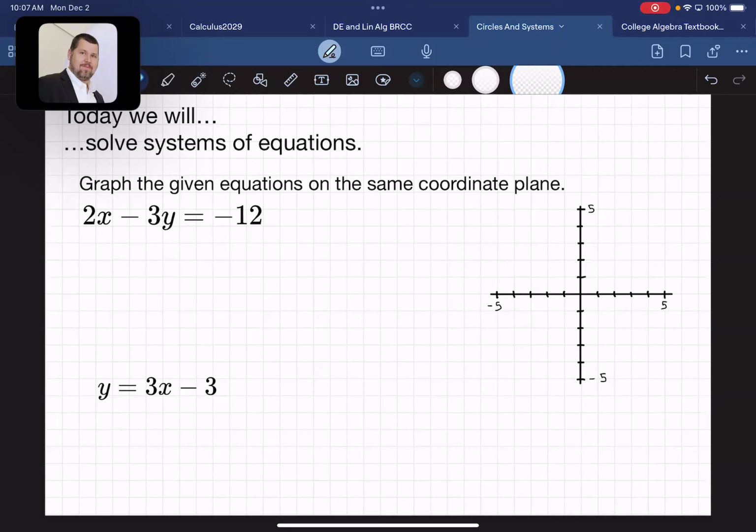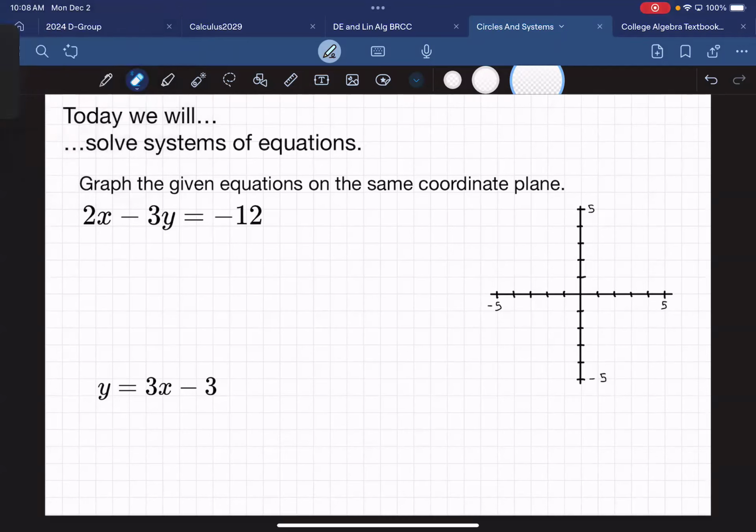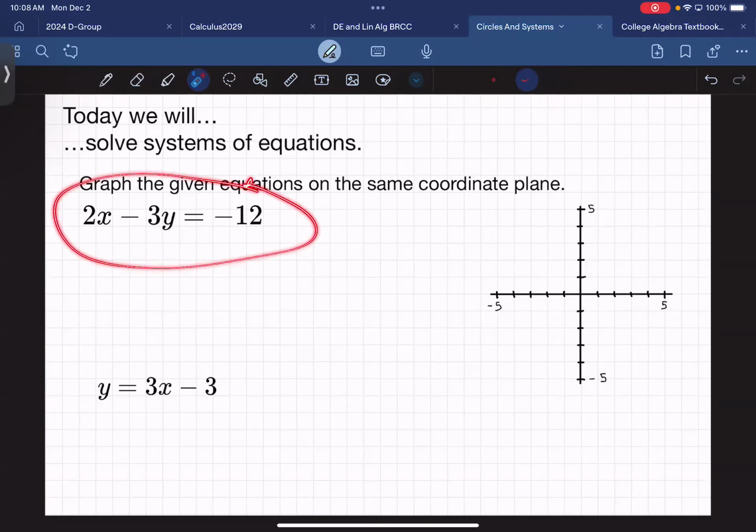So this first problem here is taken into perspective of what do we do to solve a system of equations with two linear equations, right? Well, the first place to start here is let's look at it from a graphing perspective. So we have two lines and we need to graph both. How can I go about graphing this first line, or what's a good strategy to use here?